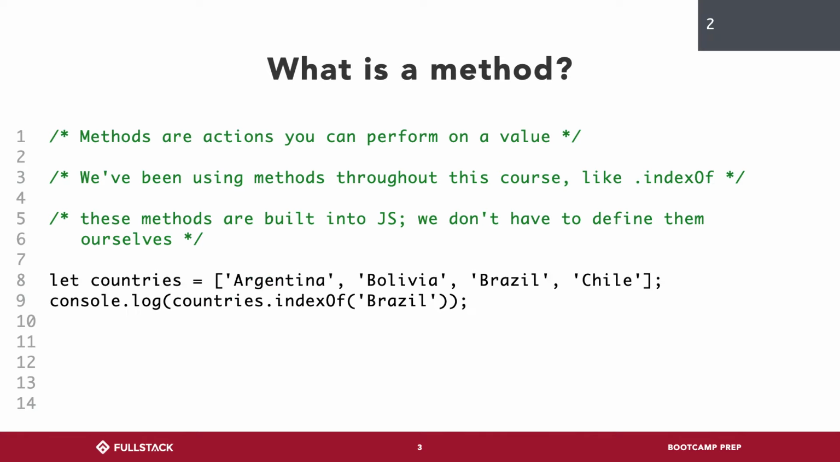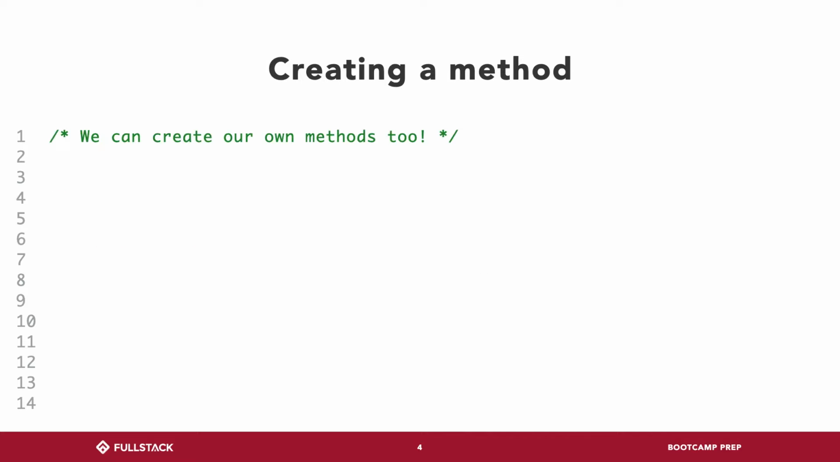We have an array of countries, Argentina, Bolivia, Brazil, Chile. Countries.indexOf Brazil is 2. 0, 1, 2. This is easy stuff, right? This is cake for you guys now, right? Cool. So how do we create a method? We can do that too.